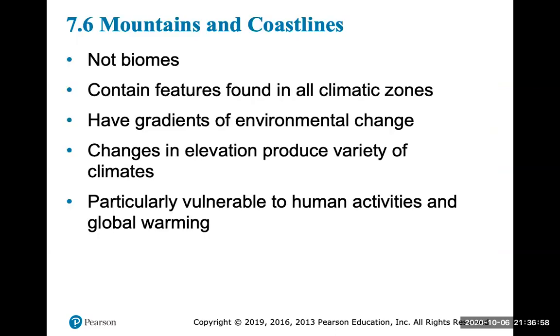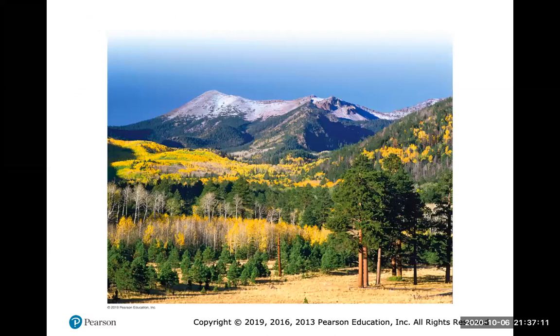Mountains and coastlines are not biomes. They contain features found in all climatic zones. They have gradients of environmental change. Changes in elevation produce a variety of climates, and they're particularly vulnerable to human activities.